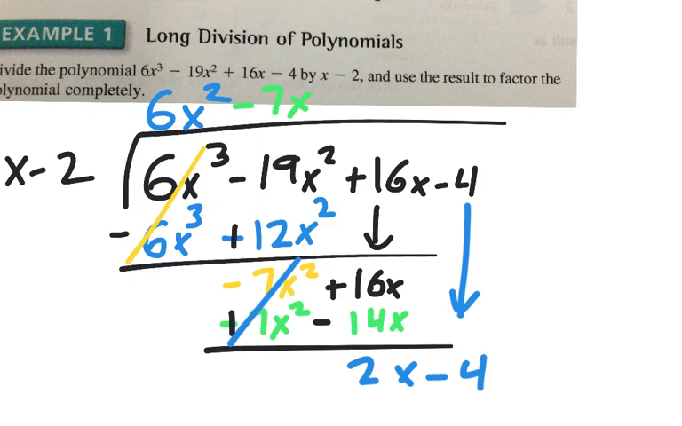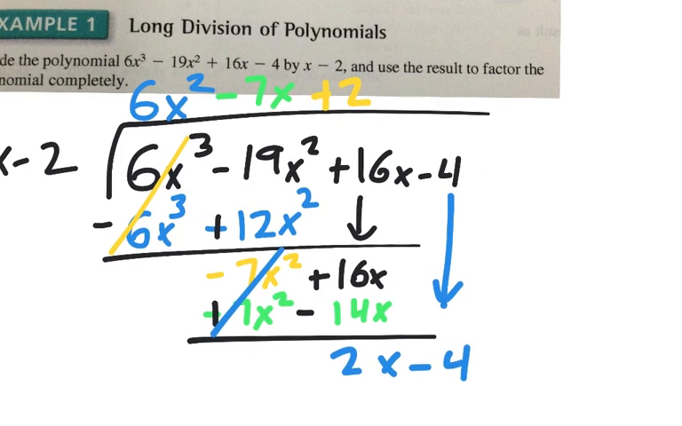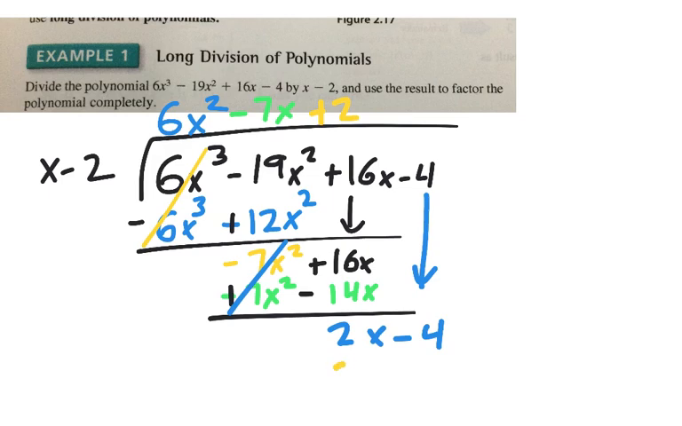Now the process continues. I have x. I want it to be 2x. So x times what is 2x? 2. 2 times x is 2x. I made it match. 2 times negative 2 is negative 4. And then I'm going to subtract, which means I'm going to change the signs. That's going to go to 0. This is going to go to 0. So I have nothing left over.